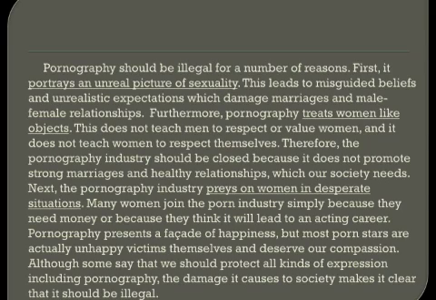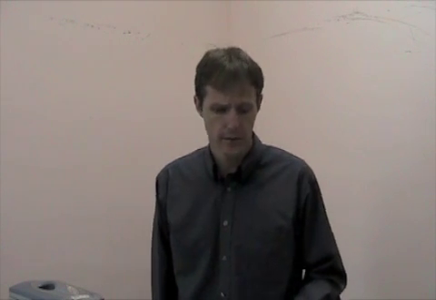Does this paragraph have reasons? Take a look and see. Actually, it does. It portrays an unreal picture of sexuality, first reason. Treats women like objects, second reason. Preys on women in desperate situations, third reason. And there are some other smaller reasons that are tied to those. We have three main reasons.